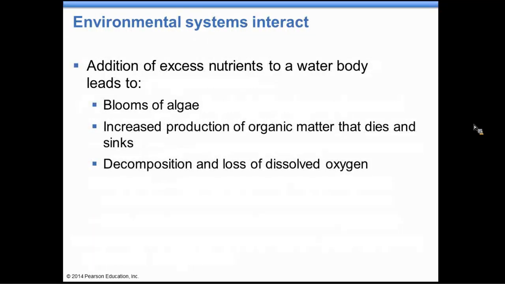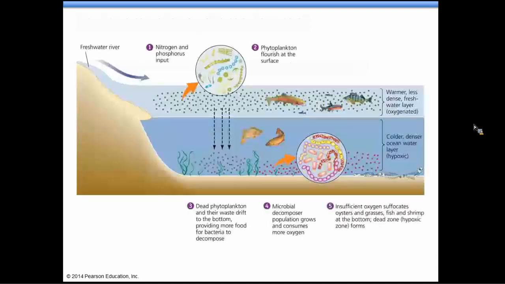Additions of excess nutrients to a water body can lead to algal blooms, increased production of organic matter that will die and then sink, and decomposition and loss of dissolved oxygen. Elevated nitrogen and phosphorus inputs will cause phytoplankton in the bay water to flourish. However, the process of nutrient over-enrichment, blooms of algae, and increased production of organic matter, the subsequent ecosystem degradation is known as eutrophication.